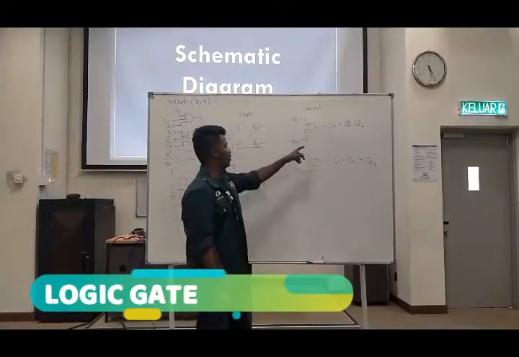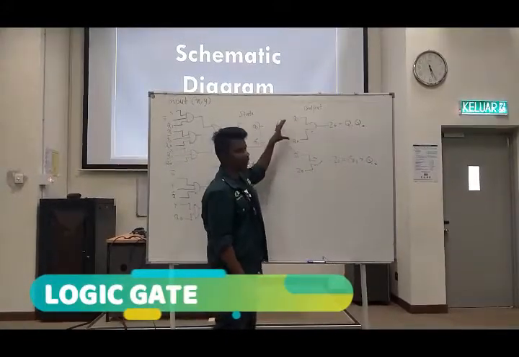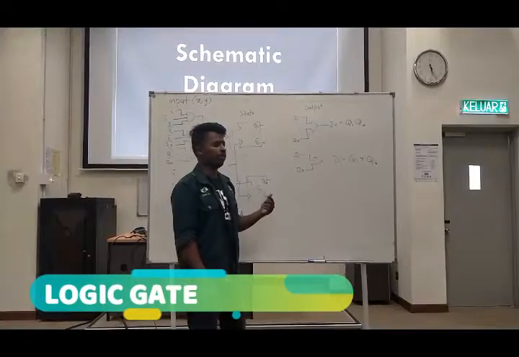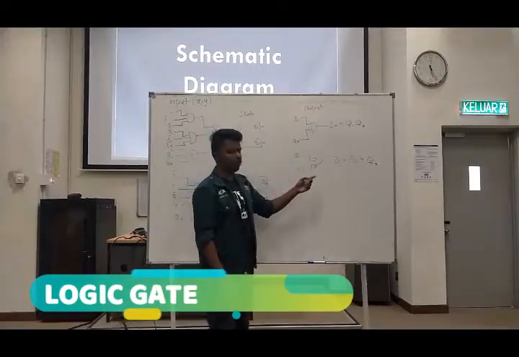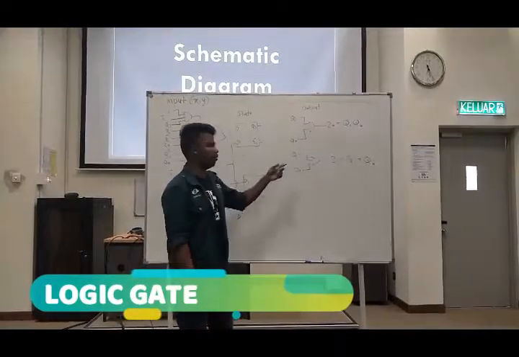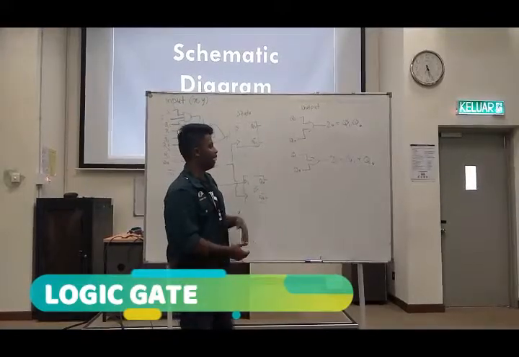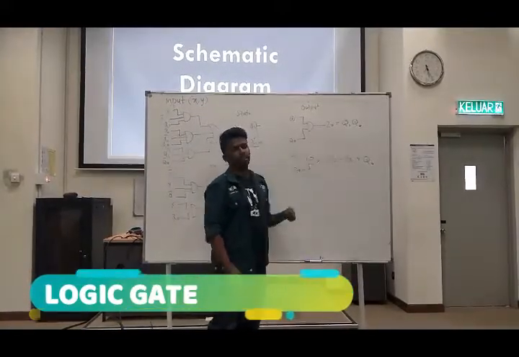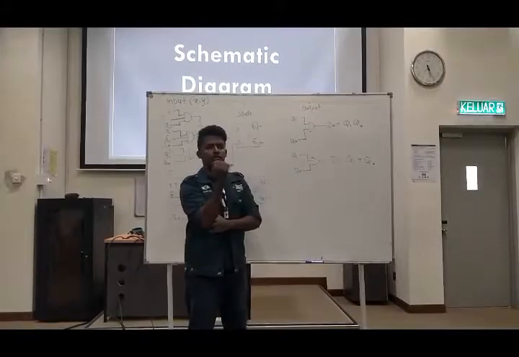To find Z0, we need to use the AND expression for Q1 and Q0, and then for Z1 we just have to use an OR gate for Q0 and Q1. So by doing this, we can get the outputs Z0 and Z1.